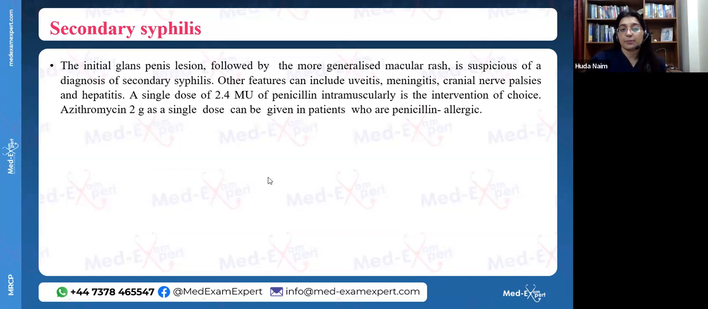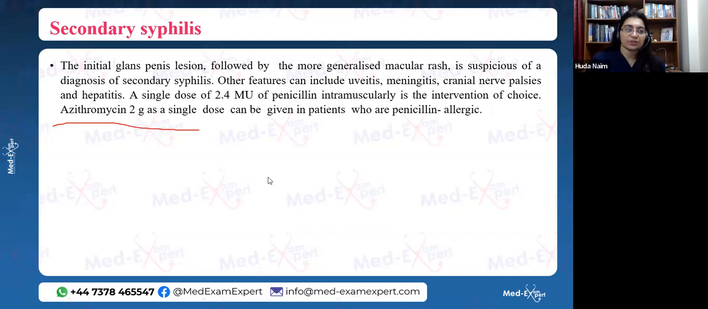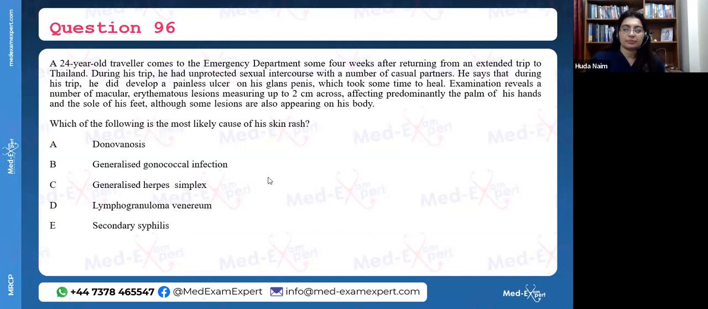Management of syphilis is very important. They can ask you, how will you manage this patient? So you will give the patient a single dose of penicillin, and they can also tell you that the patient is allergic to penicillin. Then what would you do? You would give azithromycin 2 gram as a single dose. So this was the question, Dr. Mo. No problem, I'll show you the question.